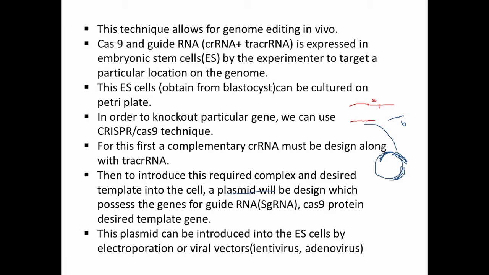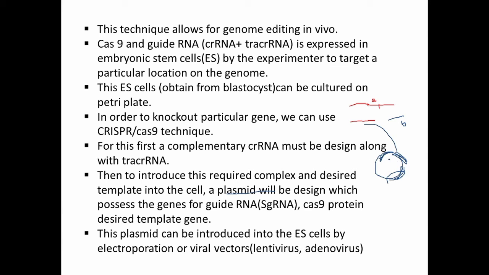Then the plasmid can be introduced into the embryonic stem cells by electroporation or viral vectors. As we have cultured the embryonic stem cells on the Petri plate, we'll inject this plasmid with the help of electroporation. Electroporation is the process where we provide electricity to the cells, because of which the permeability of the cell membrane increases, and with the help of that we can inject the plasmid or any other genetic material within the cell. Or we can even use viral vectors. Examples of viral vectors are lentivirus and adenovirus.